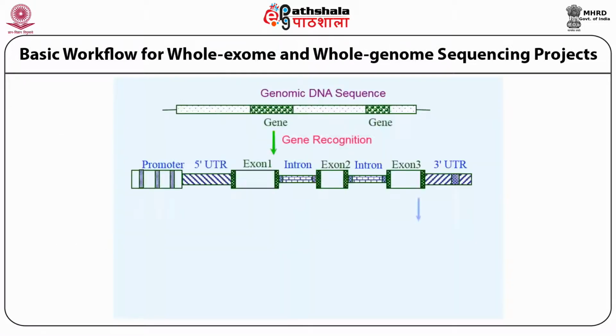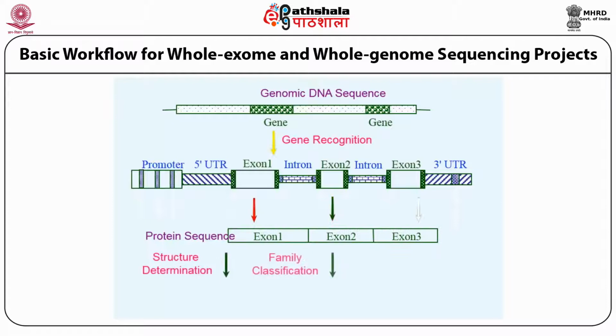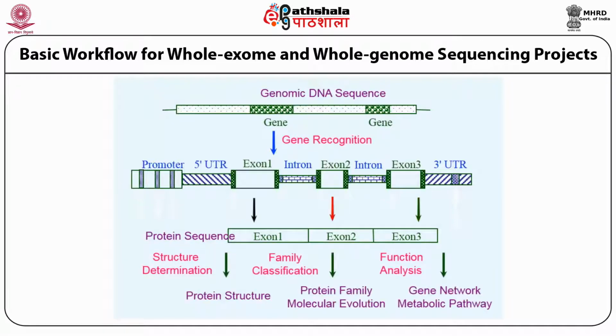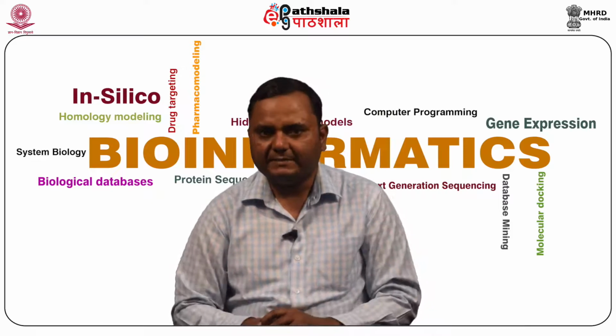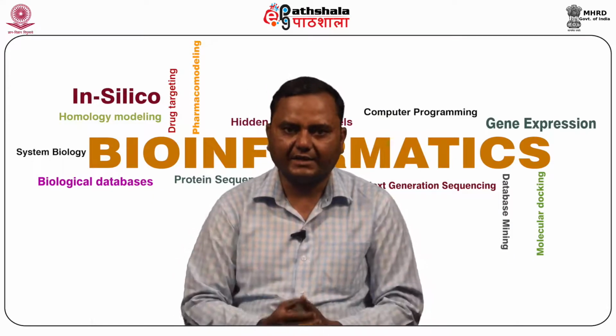We can see the basic flow of the whole exome or whole genome sequencing project. Here is the genome sequence that contains the gene. Then gene recognition methods are used to find the different exons and introns, UTR sites, promoter regions, and then the protein sequence can be translated from the gene sequence, and finally the function of the protein can be gained through functional genomics methods.